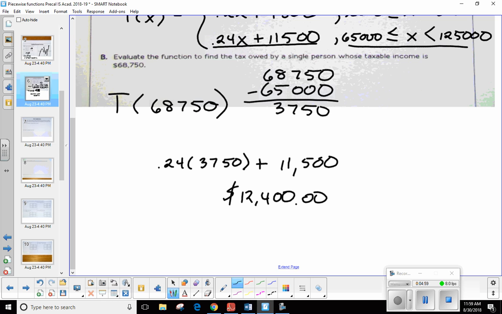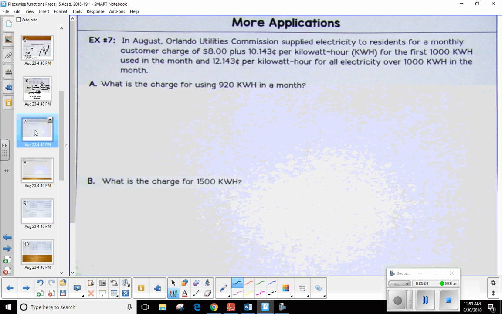Well, let's go ahead and take a look. Our last problem here. It says, in August, Orlando Utilities Commission supplied electricity to residents for a monthly customer charge of $8 plus 10.143 cents. Now, again, this is one of those problems that has something that's so simple you could miss it. Okay, the fact that it's giving you cents, that's going to be important in just a second. Per kilowatt hour for the first 1,000 kilowatt hours used in a month, and 12.143 cents per kilowatt hour for all the electricity over 1,000 kilowatt hours in the month.